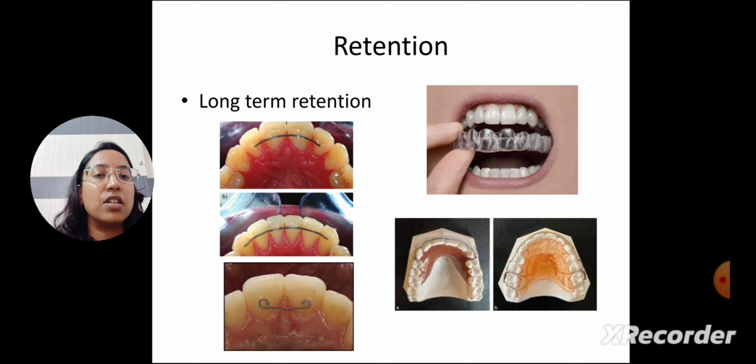Apart from this, we can also use removable retainers like Essex retainer, thermoplastic retainer, Begg retainer or Hawley's kind of retainers to hold the teeth in position.